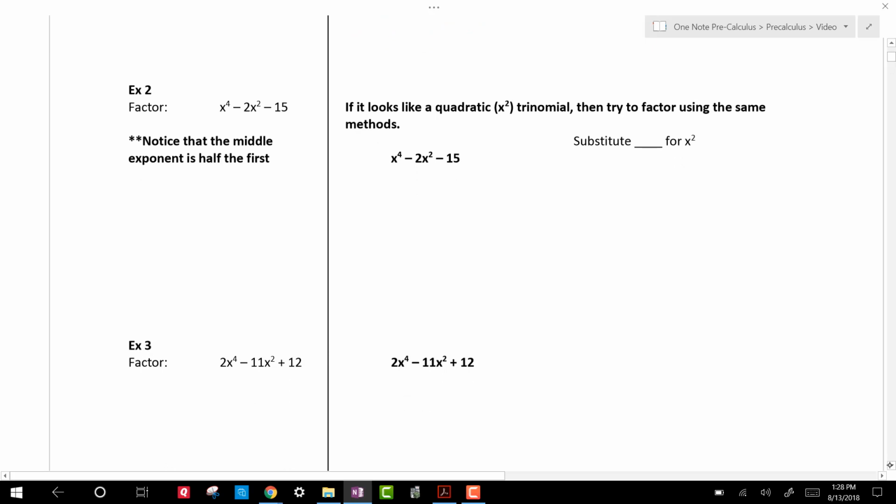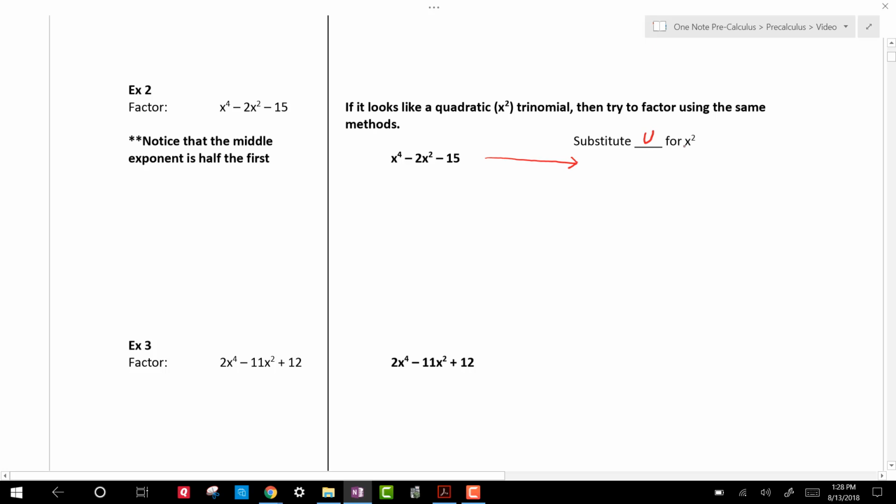All right, number 2, factor x to the 4th minus 2x squared minus 15. If it looks like a quadratic trinomial, then try to factor it using the same methods. What do I mean by that? I'm going to do something that we do a lot in calculus. We're going to do what's called a u substitution here. So I'm going to substitute u in place of x squared in this problem right here.